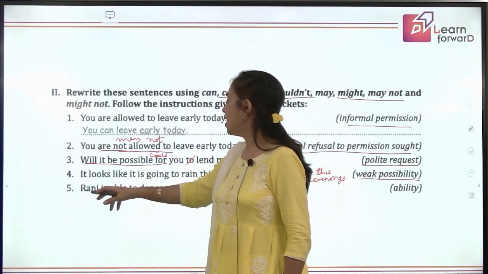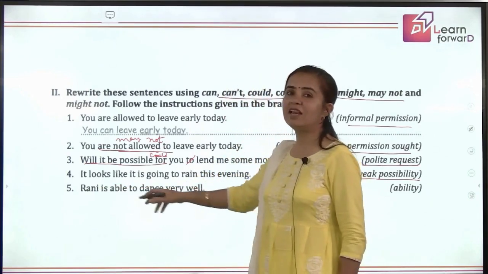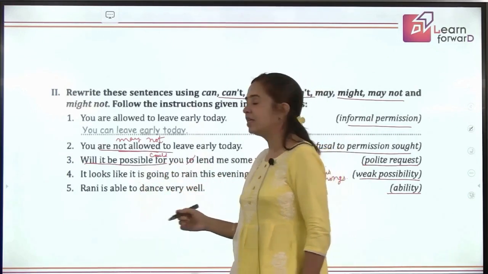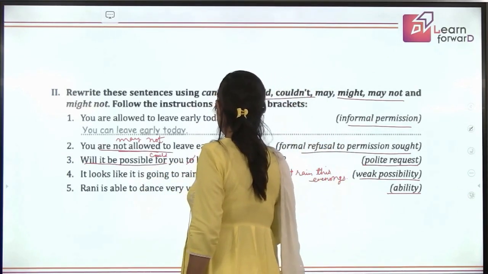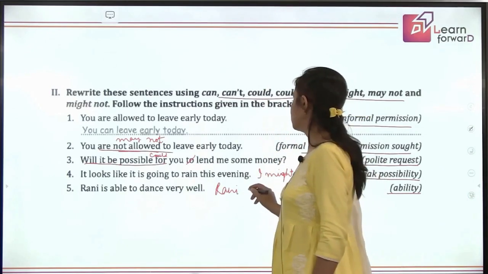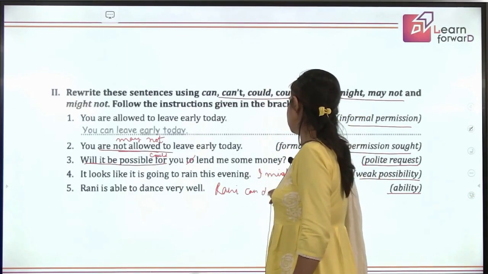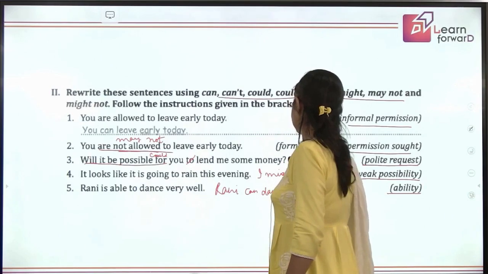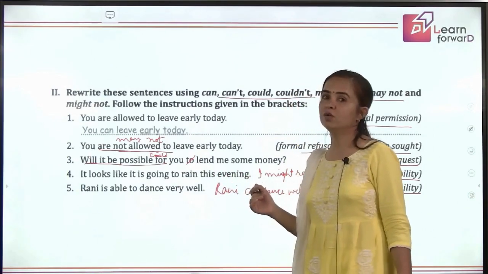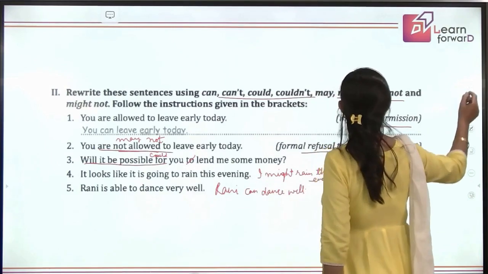Next, Rani is able to dance very well. Here we are talking about the ability, and because it is in present tense, so what will you use? Perfect. You will be using can, and could is used in past tense. So Rani can dance very well. See how easy it turns into if you know the rules where and how you have to use the modals.